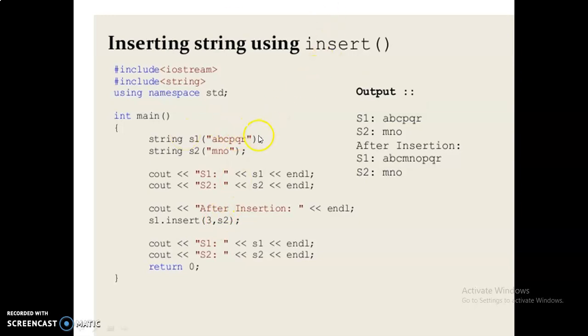What is the value present in S2? M and O. From the string M and O, the characters are picked and stored in the string S1 at place 3. So after the third place, C, M and O are inserted. Then cout S1. After this insertion in S1, the letters from S2 are inserted in S1. So the output should be like this. The same string remains in S2, M and O.